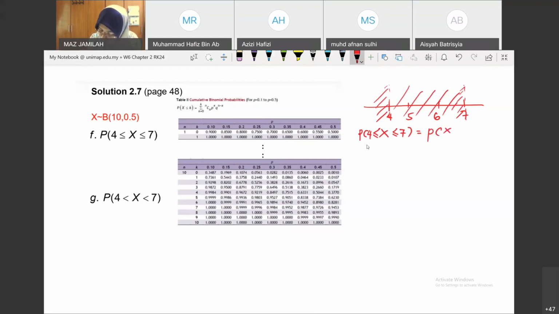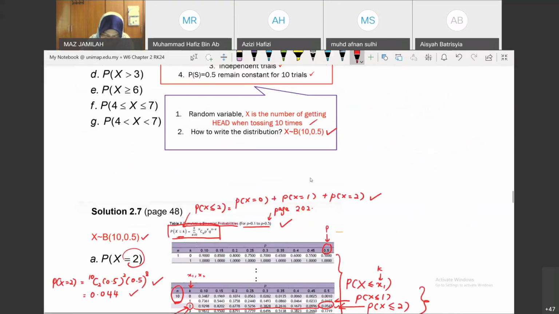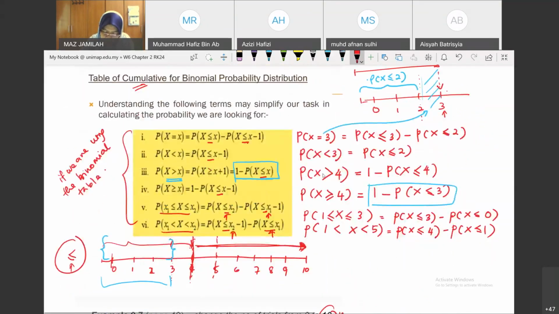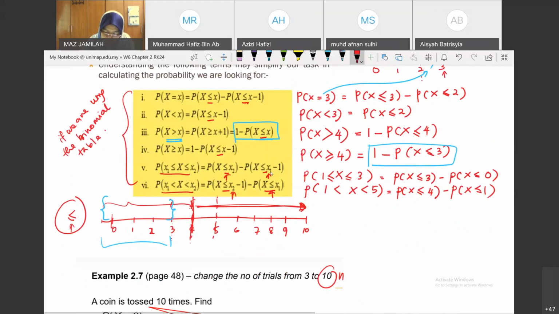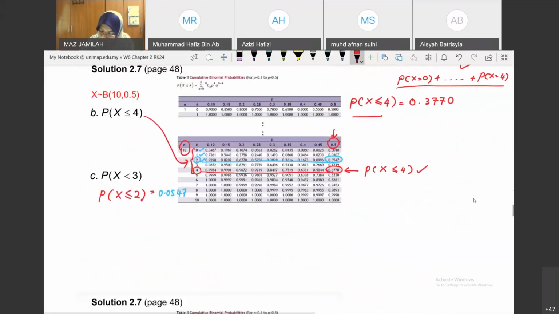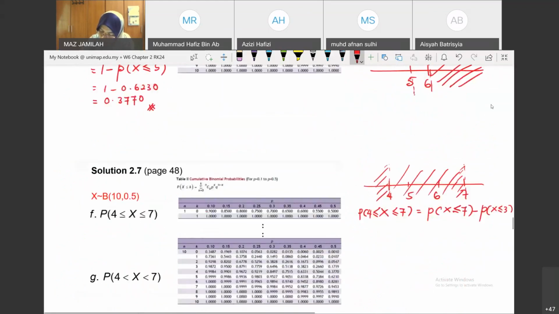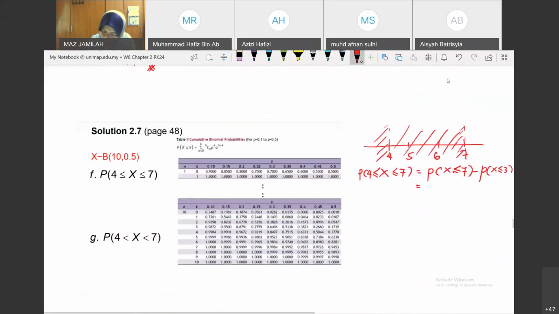P(X less than or equal to 7), right? Minus P(X less than or equal to 3), because 4 is included, so it would be what? Is it correct? Okay. So x2, x1 minus 1. Okay. So from your table, x is equal to 7.